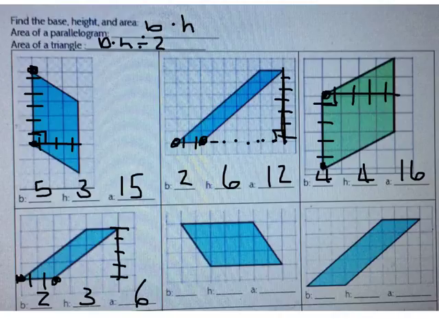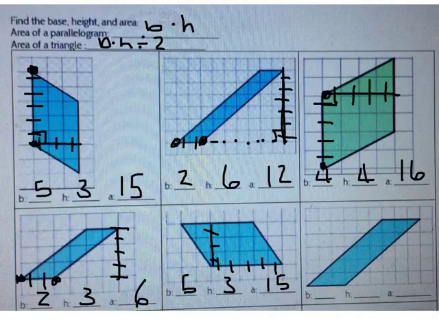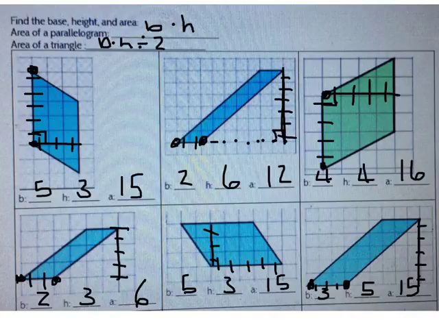Let's do another. Find the base, height, and area of the next parallelogram. The base is 5, the height is 3, and the area is 15. Now find the base, height, and area of the last parallelogram. The base is 3, the height is 5, and the area is 15.